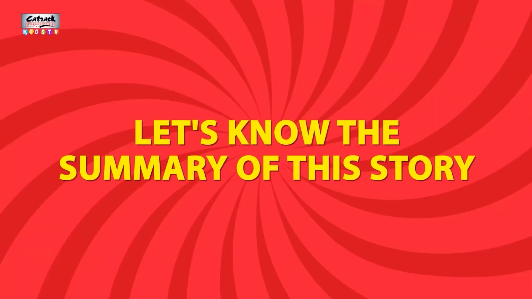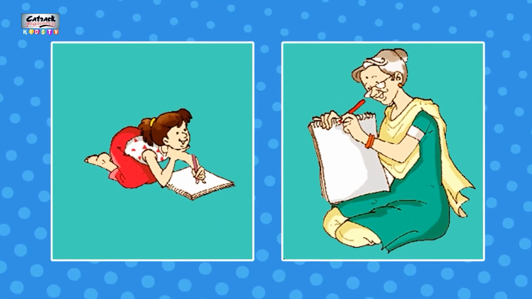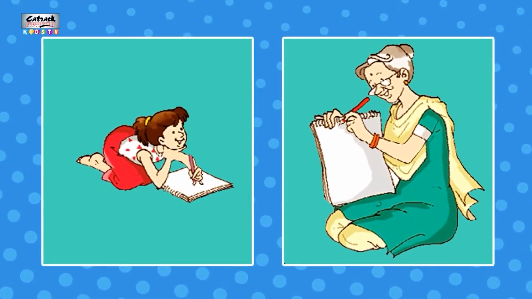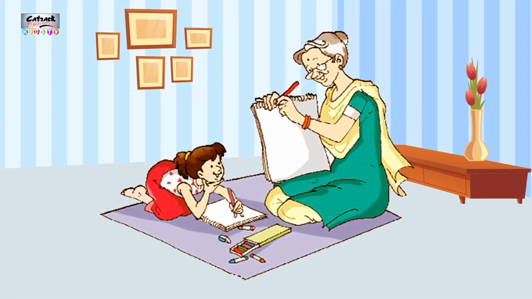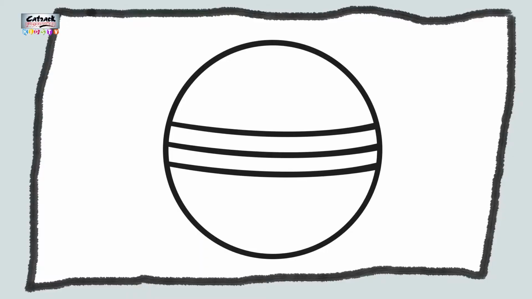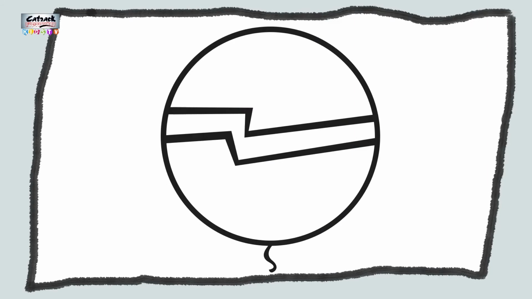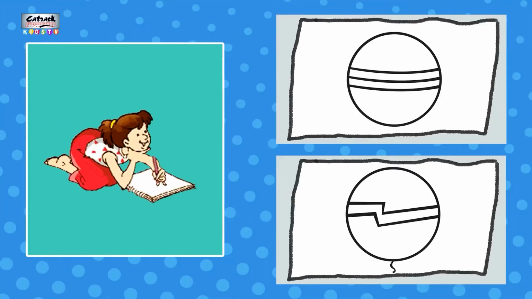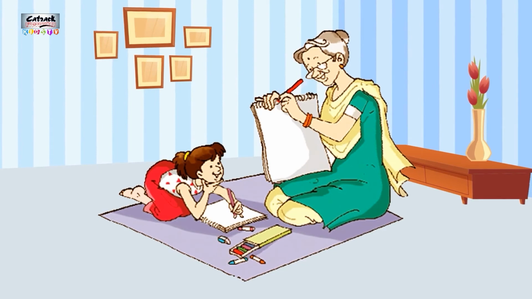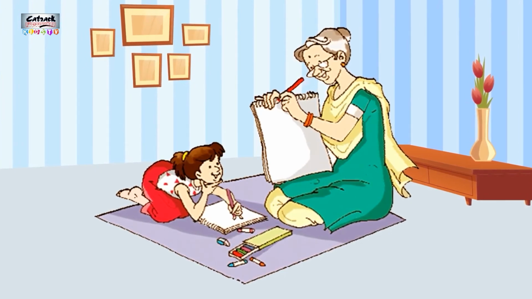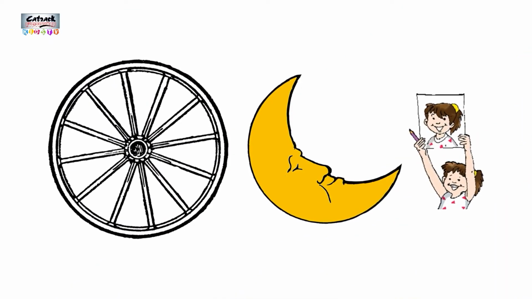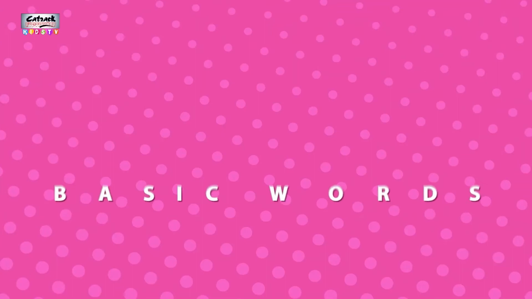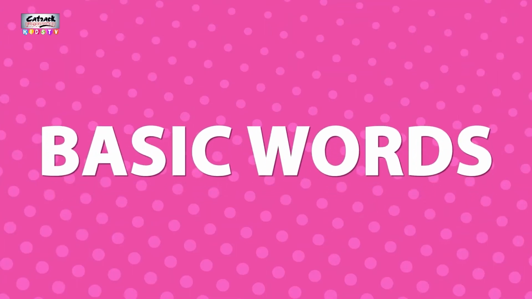Let's know the summary of this story. The story is about a girl named Mohini and her grandmother. In the story, the girl is sitting with her grandmother and she is teaching her how to draw a circle. She teaches her how to make ball and balloons. Mohini herself makes balloons and ball. Then her grandmother asks her to make something in the shape of a circle. Mohini makes a wheel, moon and her own face. Let's know basic words and their meanings.